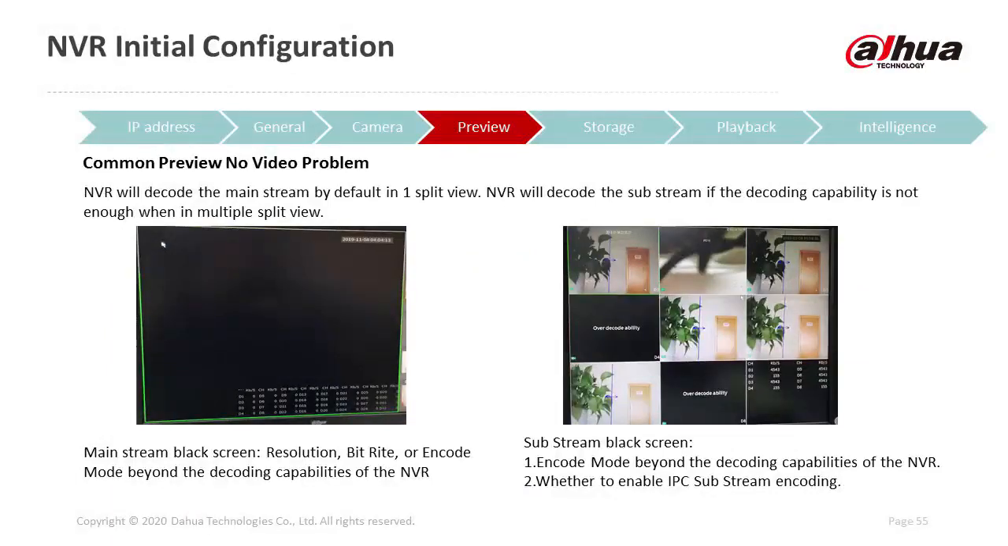NVIA will decode the main stream by default in one split view, and decode the sub-stream if the decoding capability is not enough when in multiple split view. If there is no video, please check the encode mode or video stream.